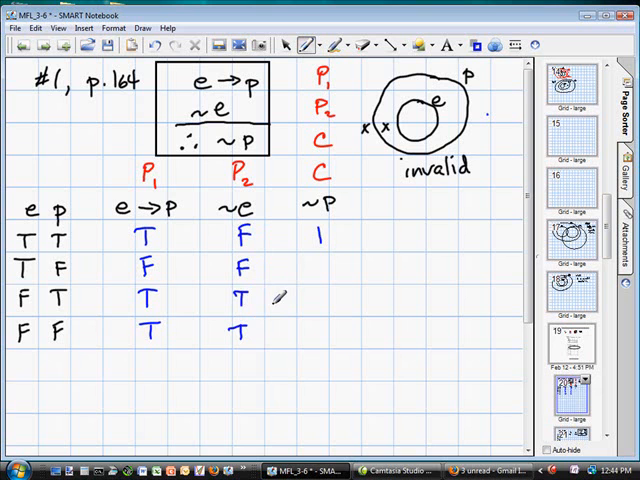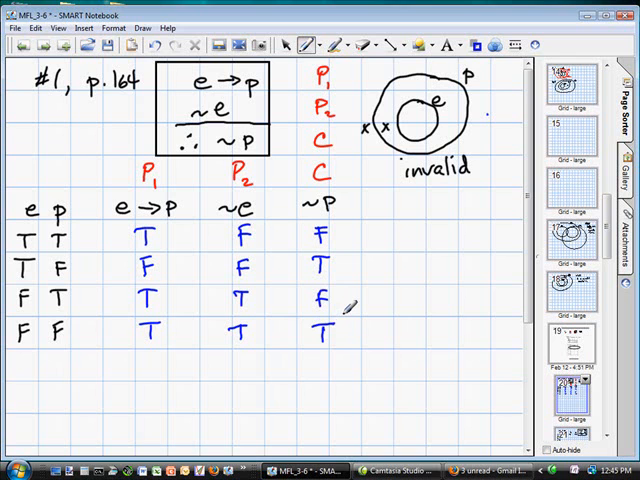Okay, now let's do not P. Isn't that the opposite of the P? So that's going to be FTFT. Okay, truth table is done, but you can't tell what's going on. Now here's the new part.